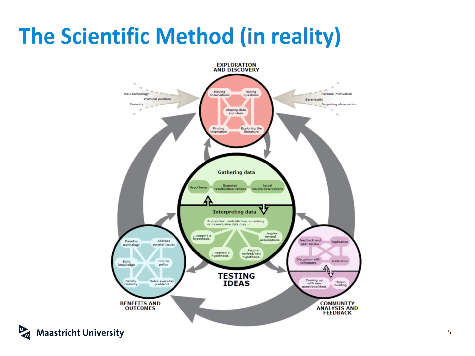It consists of four main blocks, being exploration and discovery, testing ideas. These two are a bit similar to what we discussed before, but also benefits and outcomes, and community analysis and feedback. And rather than being more like a stepwise procedure with a small repeatable cycle at the end, each of these four branches influences one another, and there's a sort of feedback mechanism between these different branches, these different components of the scientific method throughout the whole process.